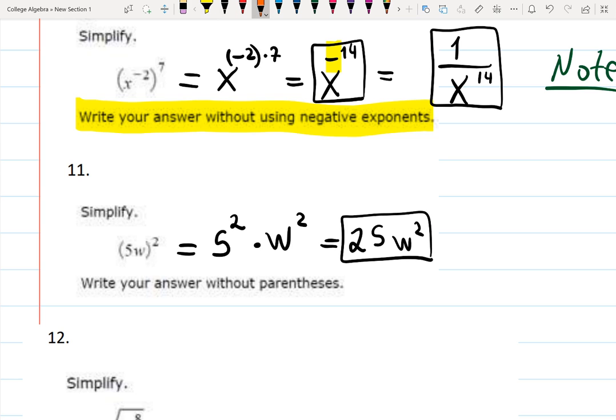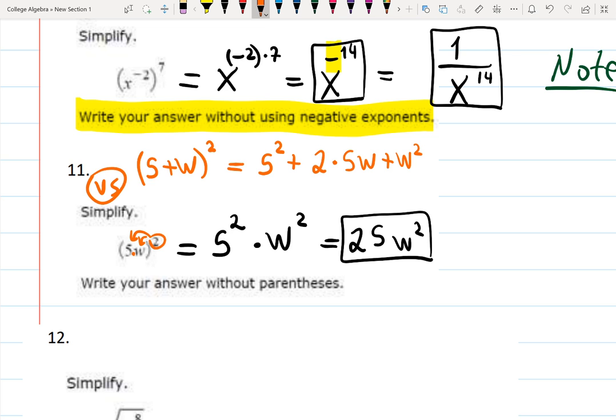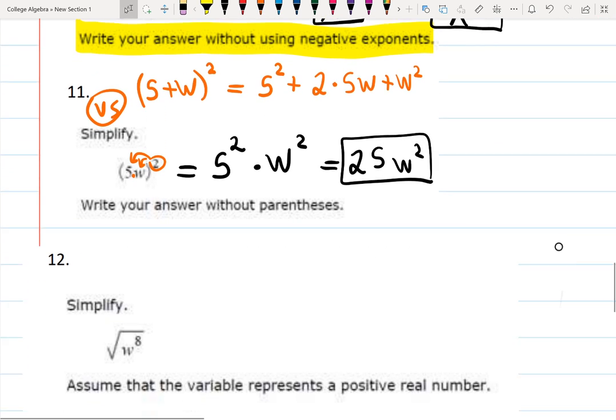So what I did, I basically distributed this exponent into the terms inside of the parentheses. And you can do it only because there is a product or division inside. You cannot do it with 5 plus w squared. You cannot do it that simply in this case. In this case, you need to use the square of sum formula. 5 squared plus 2 times 5w plus w squared. We're going to do it in a different video, so you can check it out later. But that's the square of the sum formula. So compare. Not the same thing. And I would say that's the most common mistake students make.